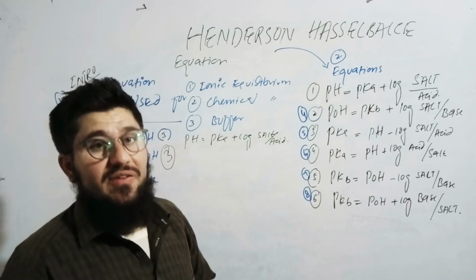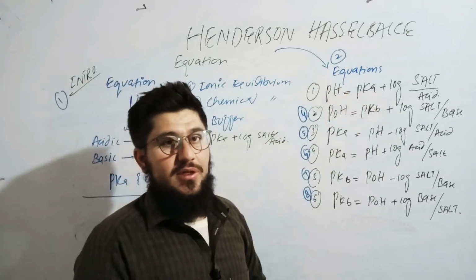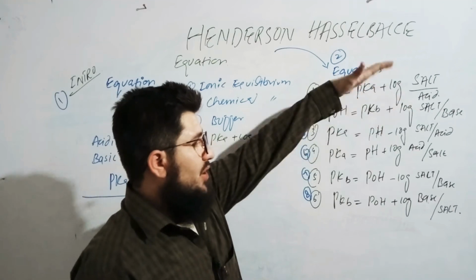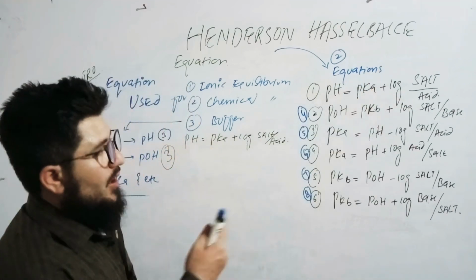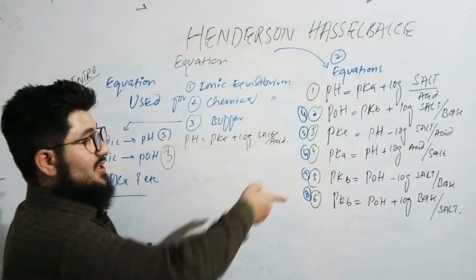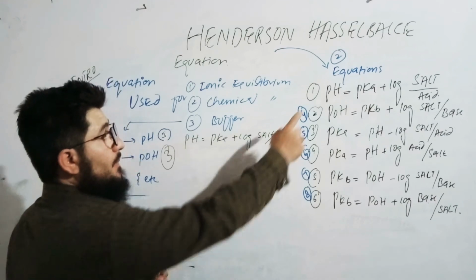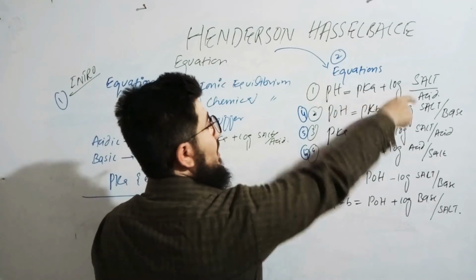Or sometimes in Viva, this may be asked by your examiner. So it is better to remember this equation. From the single equation, you can remember all these equations. How, you will get to know about this methodology at the end of the lecture. Coming to the point, pH is equal to pKa plus log salt upon acid.